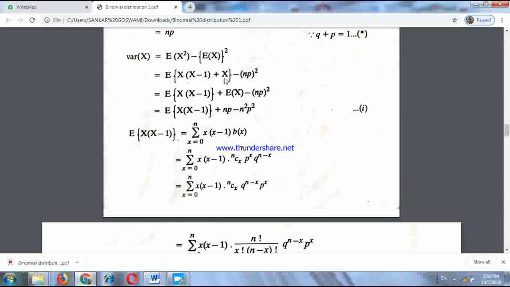Now expectation of a sum is equal to the sum of the expectations, so I can write expectation of this plus expectation of x, and this as it is, (np) square. So I get expectation of x into (x minus 1) plus np minus n square p square. Now I find out this one. This is a function of the variable, a phi of x. So I write this way, sum x goes from 0 to n, x into (x minus 1), p of x.